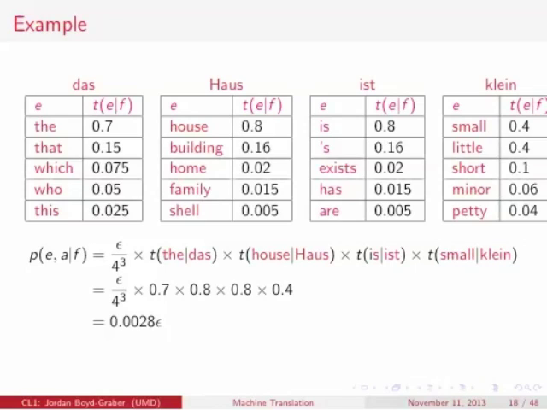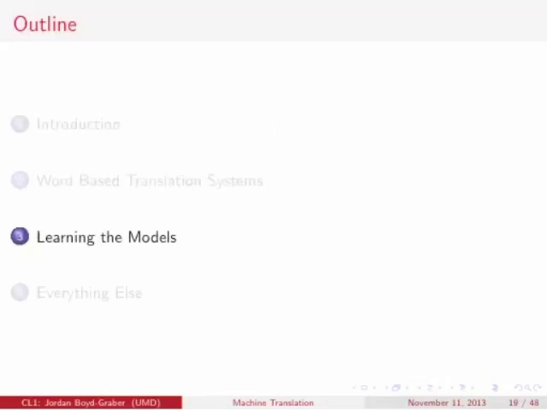So let's take a look at an example of this. Let's say that you have "Das Haus ist klein," and the alignment is the one-to-one translation, the easiest one that we saw. And so here there are 4^3 possible alignments. So the first term is epsilon over 4^3, and then you multiply that by each of the word translation terms: the probability of the given das, the probability of house given Haus, the probability of is given ist, and the probability of small given klein. And so that gives you some value, 0.0028 times epsilon. Okay, so that's how we score a translation if we know the parameters t for this translation model.